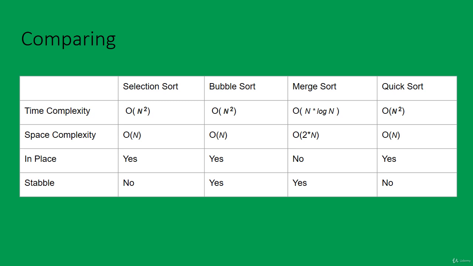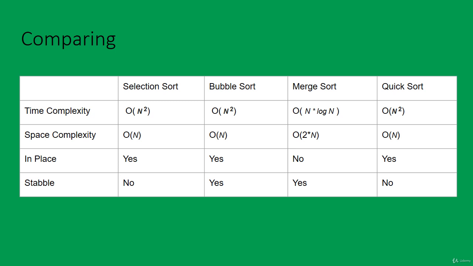The last row is sometimes important. When we are sorting, we can have case where we have two same numbers. Algorithm is stable when the order of the same numbers stays the same. So the first one has to be ahead of the second one in our sorted array. Bubble sort and merge sort are stable, but selection and quick are not.